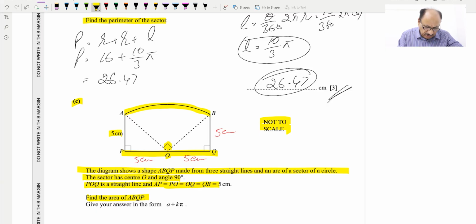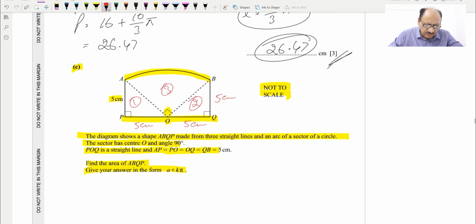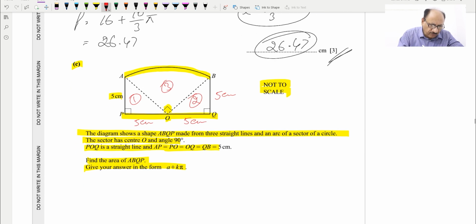ABQP, so the area is required. Give your answer in the form of A plus K pi. So these are basically three shapes. We can find the area of the three shapes and add them together. So 1 and 2 are the triangles, and 3 is the sector. The triangle areas are the same, so we can find the area of triangles 1 and 2.